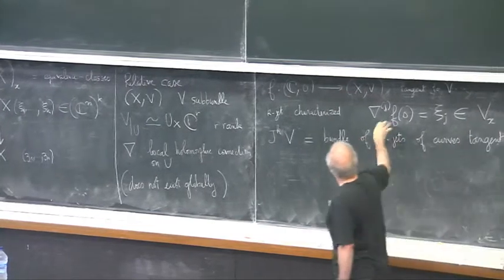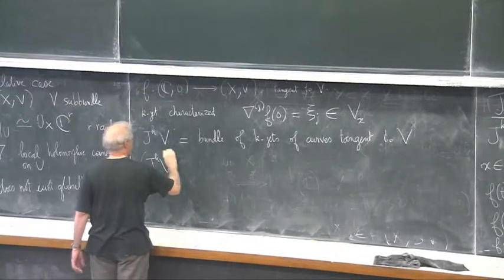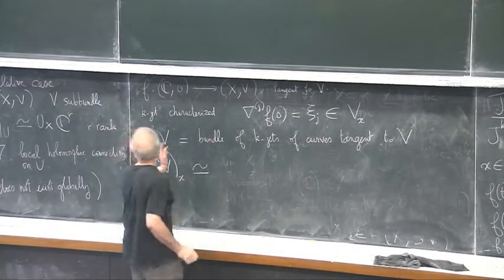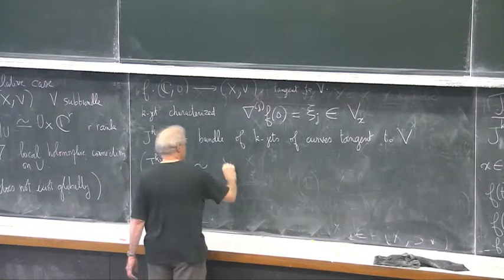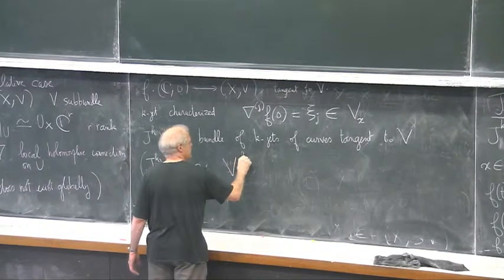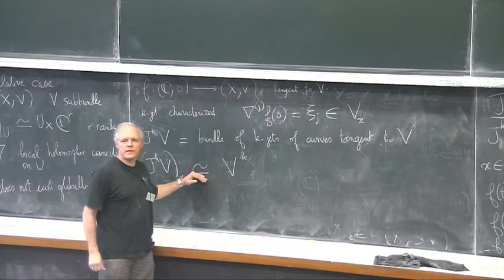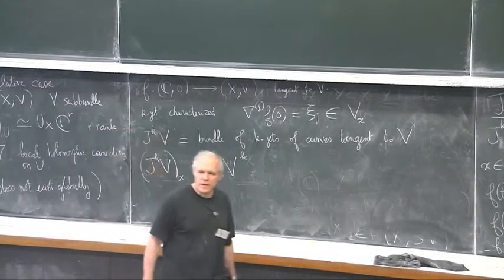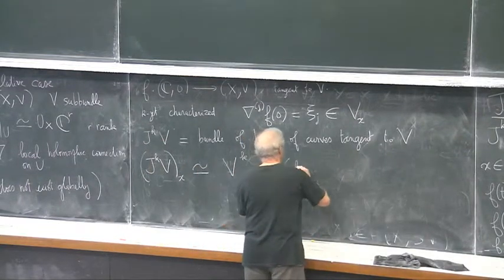And then what I just said is that the fiber can be identified with the fact that you have k derivatives here. So this is an element in V, k times. However, this isomorphism is not canonical. It depends heavily on the choice of a connection nabla. So it's not global. It's only local, depending on nabla.